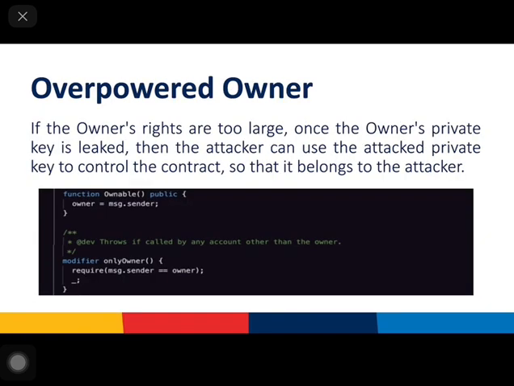For the second part, I would like to talk about the overpowered owner. And we can see in this picture, in Solidity, we first need to set its owner to msg.sender and give it a modifier onlyOwner which can restrict access to strangers. However, if the owner's rights are too large, once the owner's private key is leaked, then the attacker can use the stolen private key to control the contract. So that contract will belong to the attacker. That can be troublesome.